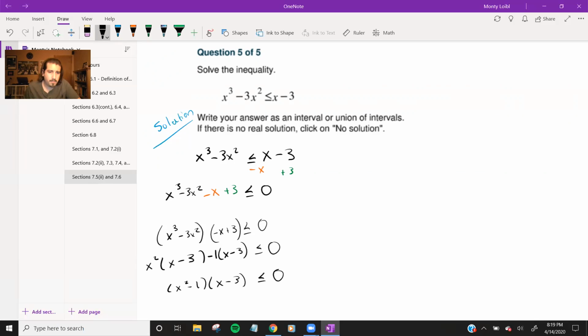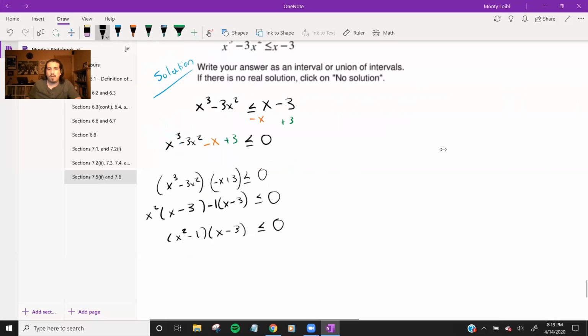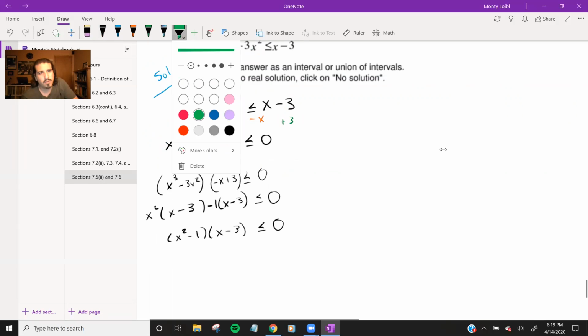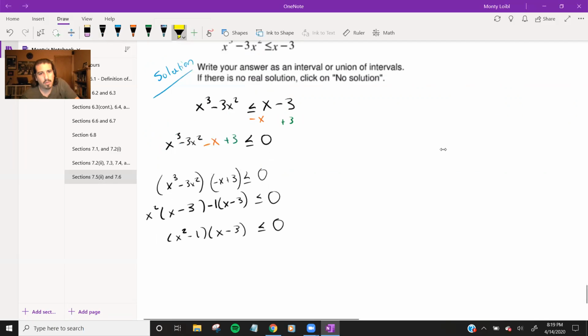Continuing on, again, this is just reviewing factoring. We can actually factor x squared minus 1, right? Now, this factors, let's use yellow. This right here is going to factor, because it's a difference of squares, to x plus 1, x minus 1.